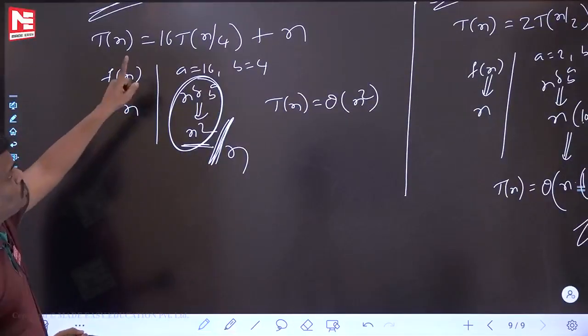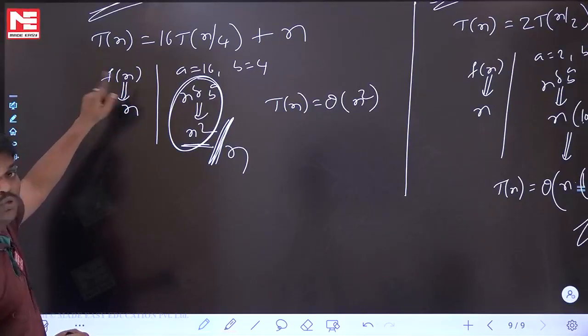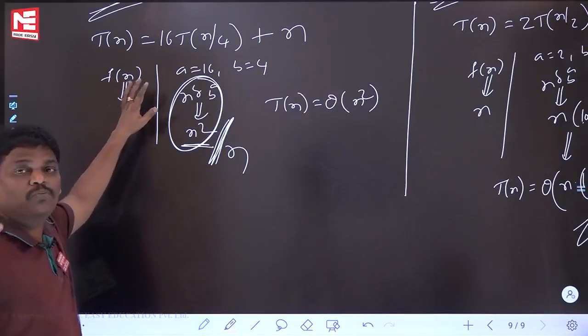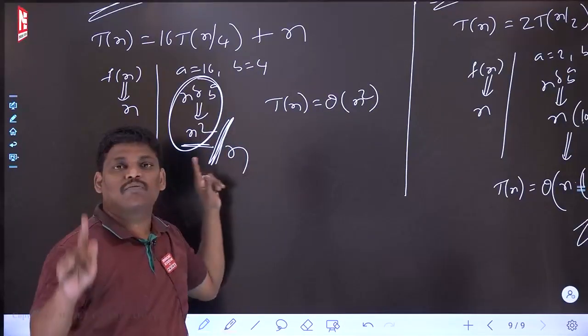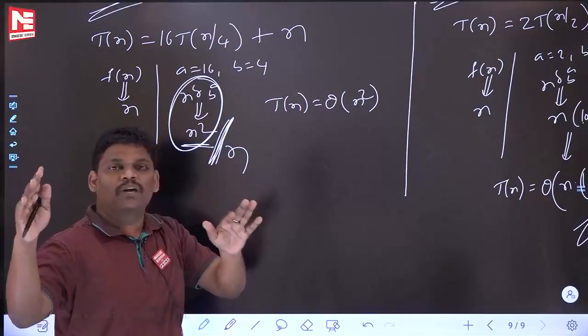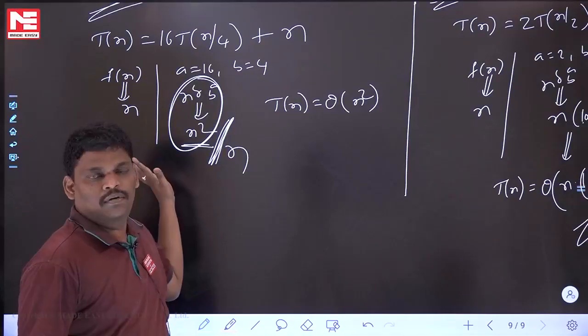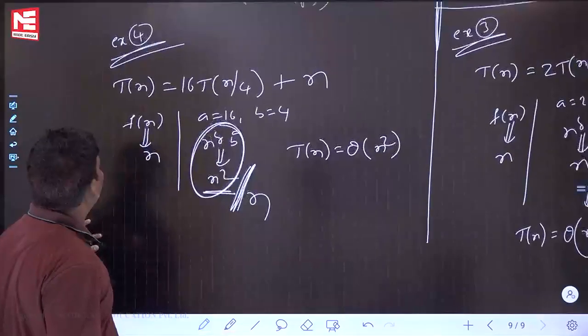If you want to solve this problem using the substitution method, it may take approximately 5 or 10 minutes. But using the master theorem, in 1 minute, compare both of them, and whoever is greater will be the answer. I am thinking that example 4 is also okay.